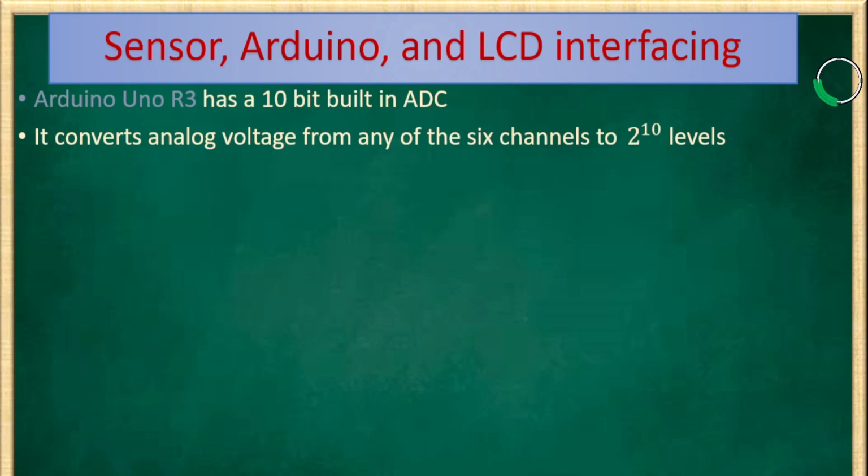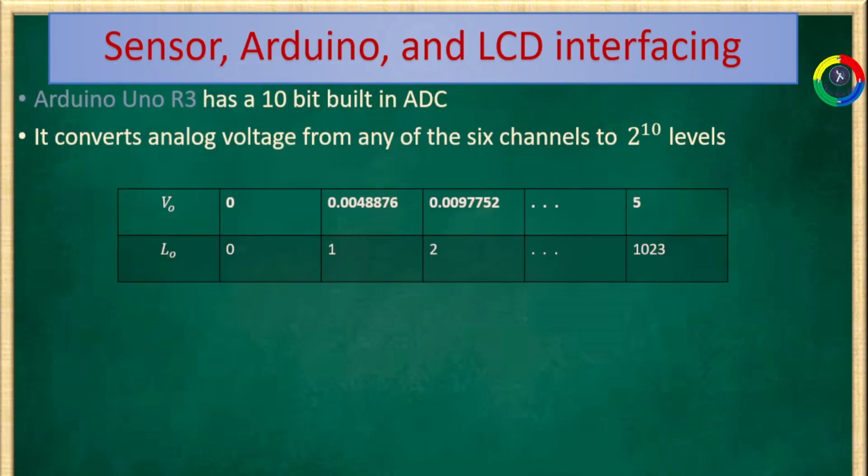Our Arduino microcontroller gives a quantization value of 0 for a voltage of 0 volt and 1 for a voltage of 0.004886. At the end it gives 1023 for a voltage of 5 volt. Here, the quantization level L naught is calculated based on a linear relationship with the formula 1023 over 5 times V naught, rounded to an integer.